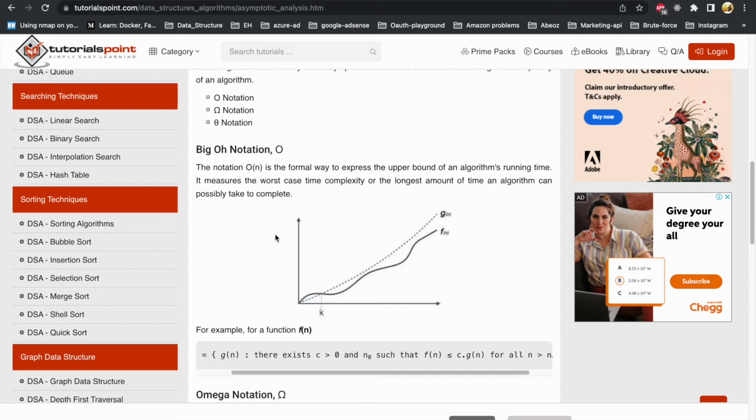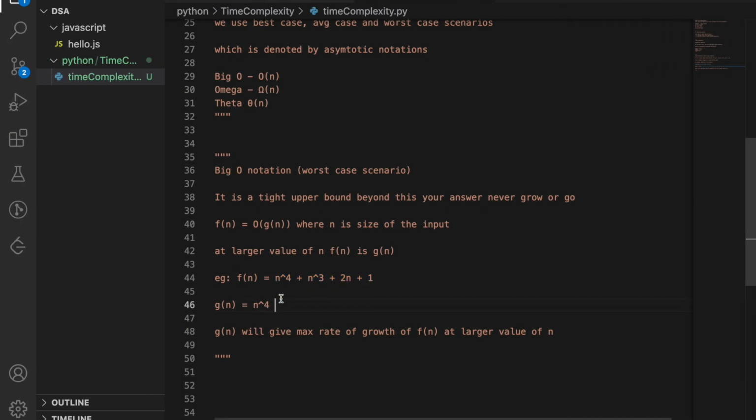Here we'll be finding the worst case scenarios, where we take g of n as the worst case always. But it is not always true, because for smaller input f of n might be greater than g of n. For larger input, which relates to the worst case scenario, g of n is always greater than f of n. Let's take an example.